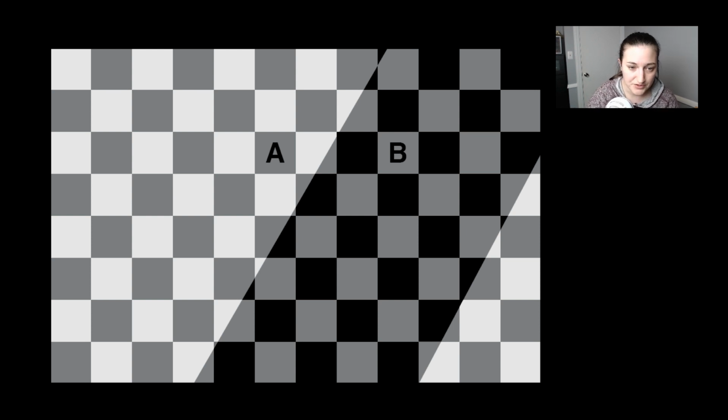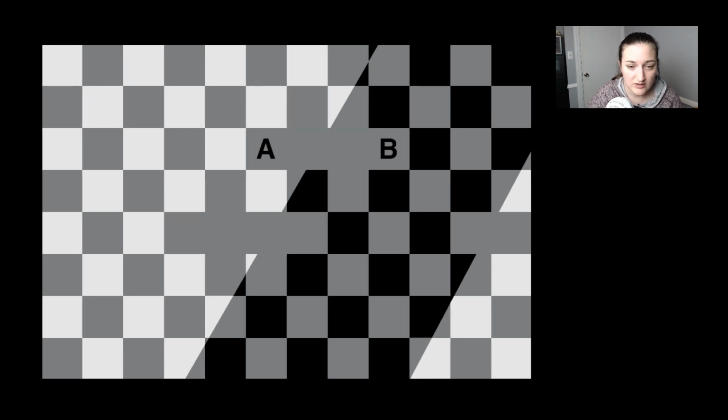Again, here A and B are the same value, but they look overall different. They look different, and then we can see though that they are the same.